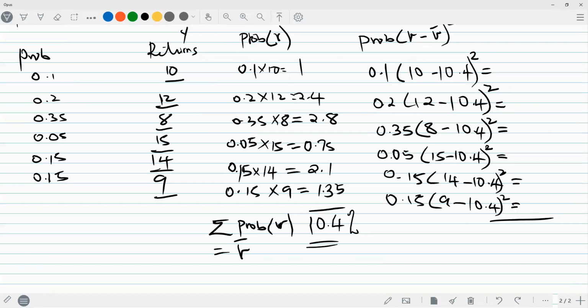Then once we have this, we get a sum here. And the sum is going to give us the variance. And how do we get the sum? Don't forget your basic math.